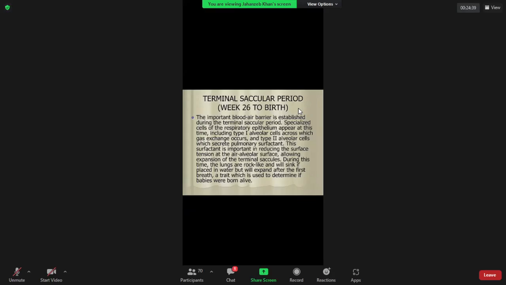basically, is an important period in which blood air barriers are developed. ठीक है ना, during the terminal sac period, specialized cells of the respiratory epithelium appear at this time. So these cells are known as type 1 alveolar cells and type 2 alveolar cells. ठीक है ना, so type 2 alveolar cells will secrete the pulmonary surfactant, and type 1 will be acting as the blood air barrier. This is your MCQ. Type 1 is the blood air barrier, BAB.